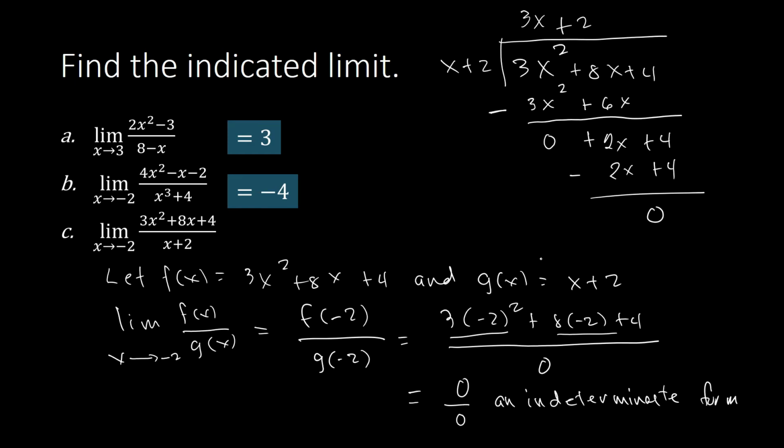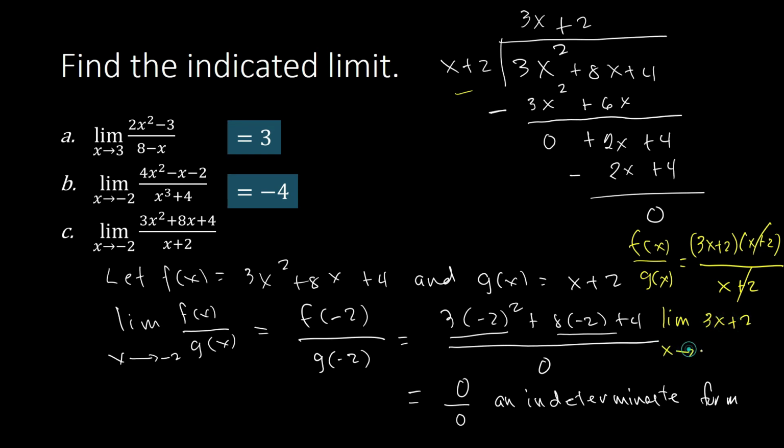So what this means is we can write our function f of x over g of x as 3x plus 2 times x plus 2, and then divided by x plus 2. So it has a common factor, x plus 2, and x plus 2 divided by x plus 2 is just equal to 1. So our limit now is the limit of 3x plus 2 as x approaches negative 2. So this is negative 6 plus 2 is negative 4.